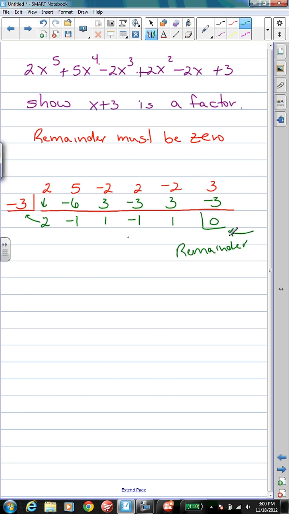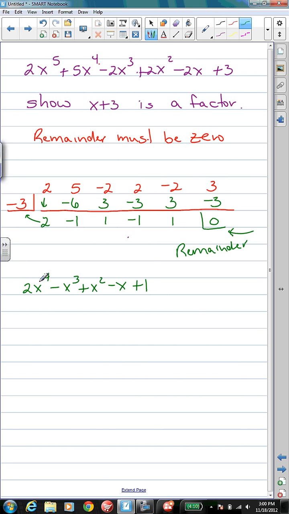So it is a factor. The new polynomial that I get after I've done the synthetic division would be 2x to the 4th, it's always 1 less degree, minus x cubed plus x squared minus x plus 1. And that is the new polynomial.